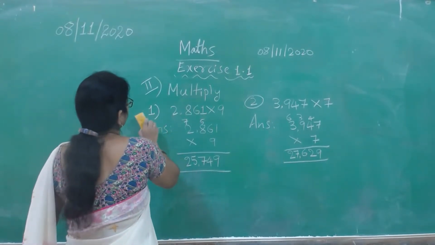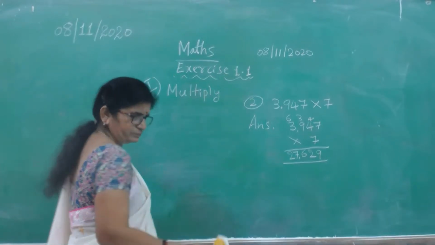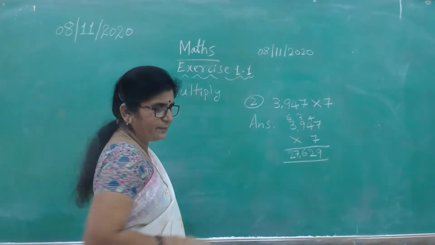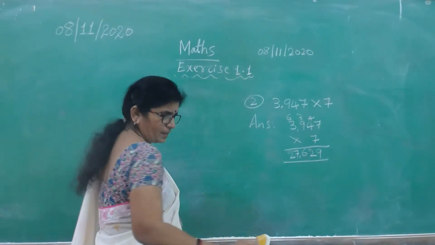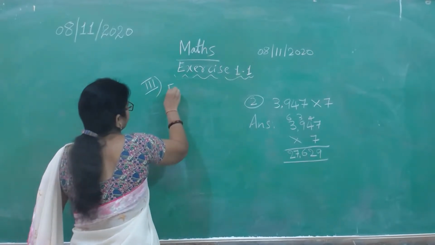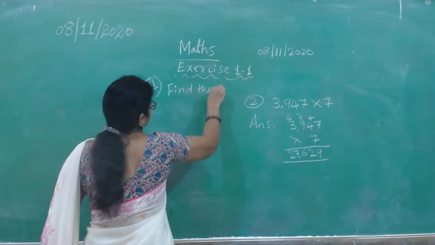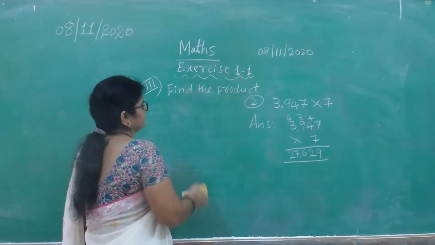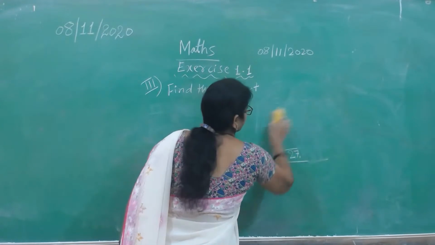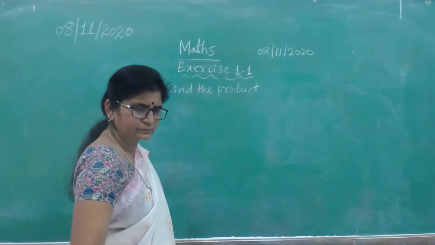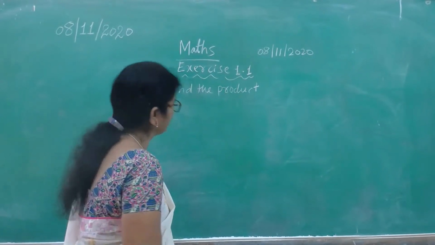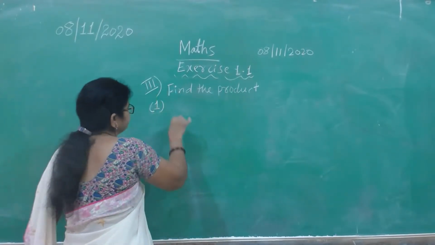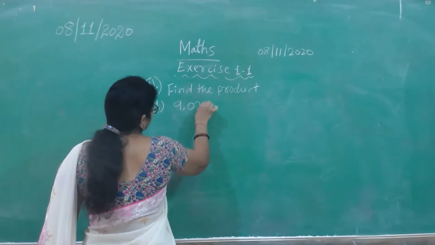Third bit. Multiply. Find the product. First one, 9,025 into 10.